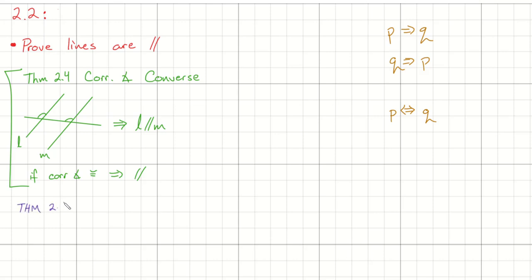2.5 is our new one, where I'm just going to call this the alternate interior angle converse. Alternate interior angle converse.